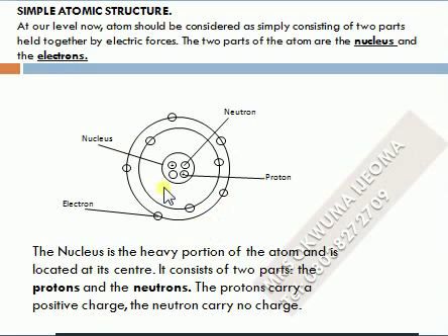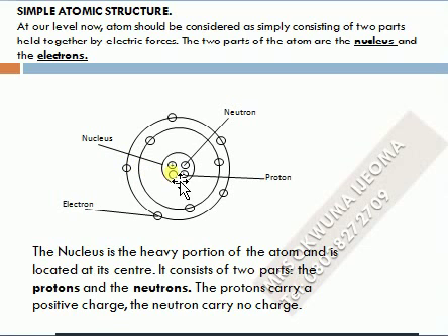Now look at the nucleus. The nucleus is located at the center of the atom, and this nucleus is the heavy portion or the heavy part of this atom. It is located at the center, as we can see from the diagram. Now this nucleus consists of two parts. What are they? When you look at the nucleus at the center, you can see the two parts inside it.